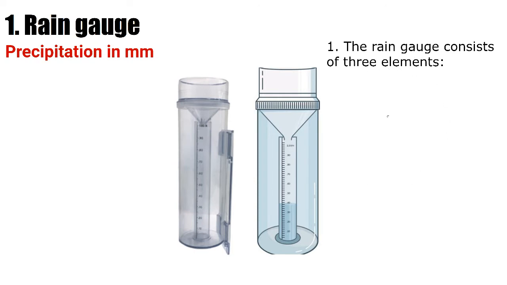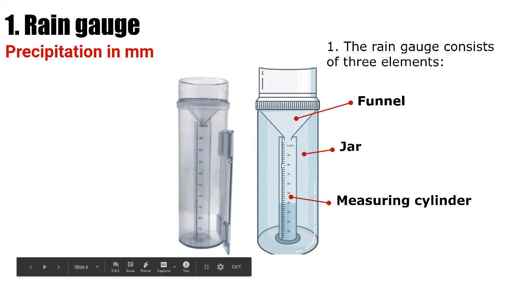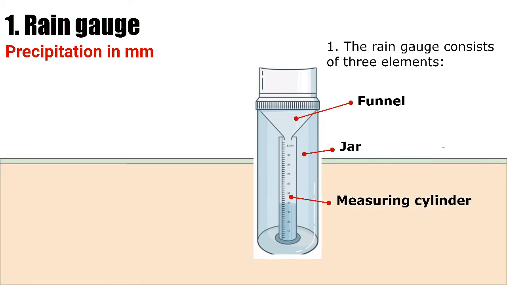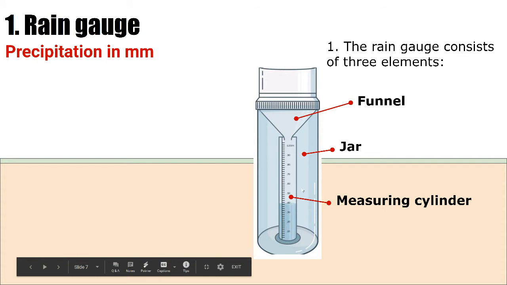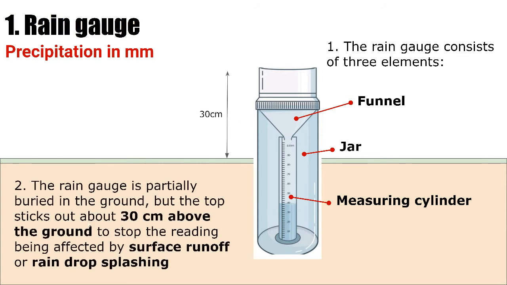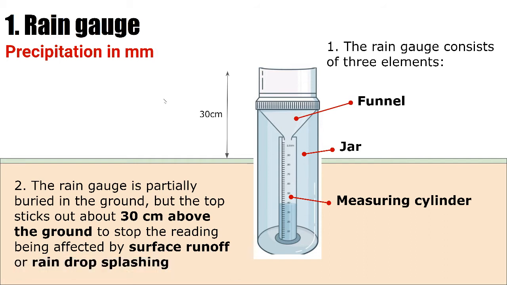A rain gauge has 3 elements. Up towards the top, you've got the funnel that collects the rain as it falls. It's held in this jar, and the rain that's funneled down goes into this measuring cylinder. Now you can see the measuring cylinder up the side. Now, one thing that's important about the location of this, it needs to be buried in the ground so that it won't fall down, but the top of it needs to be sitting about 30 centimeters above the ground. This is to stop the reading being affected by surface runoff and by raindrops splashing.